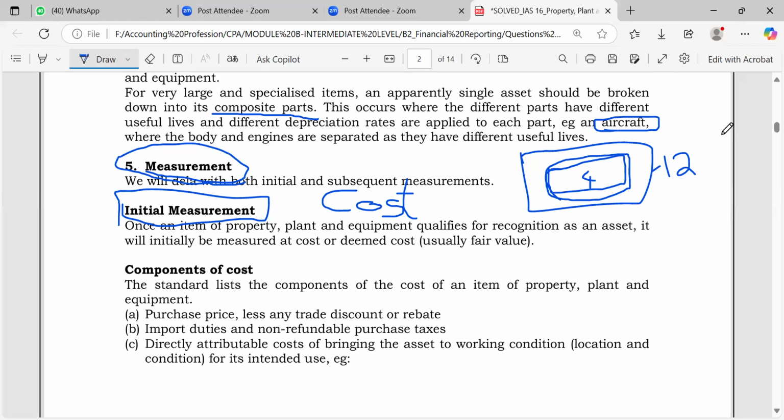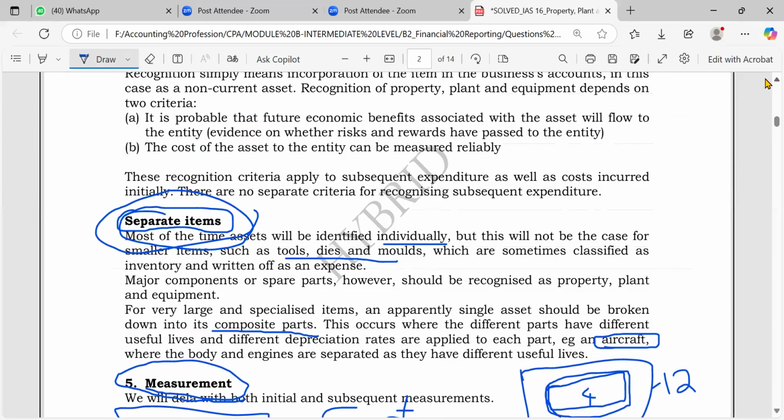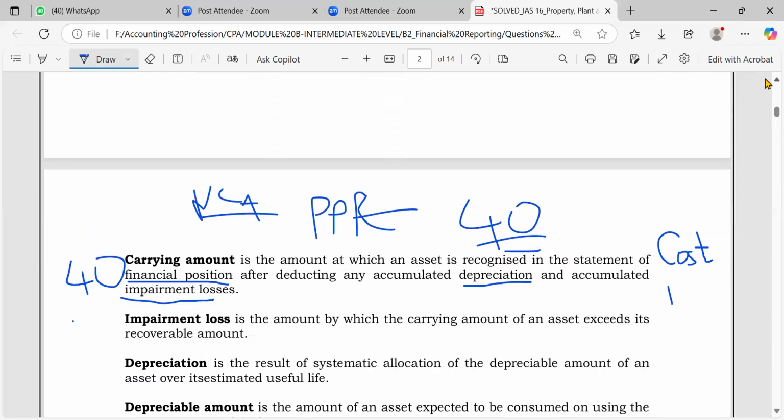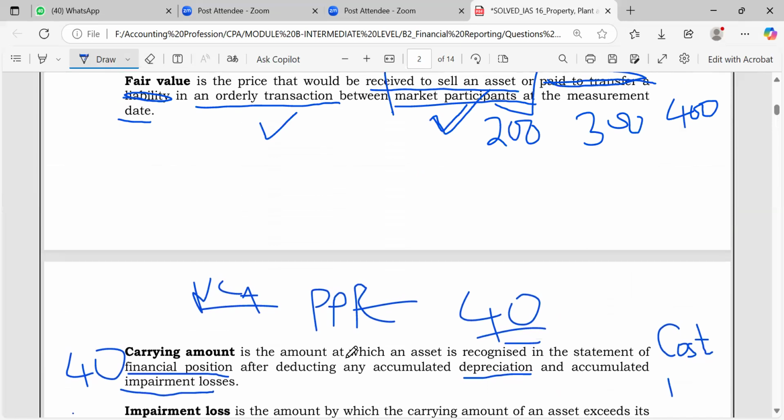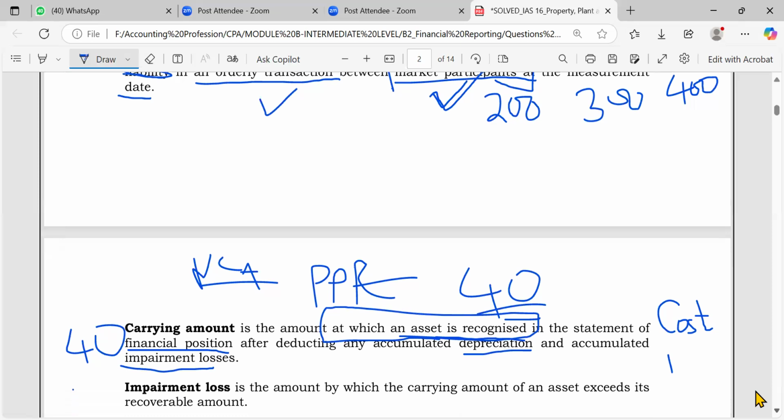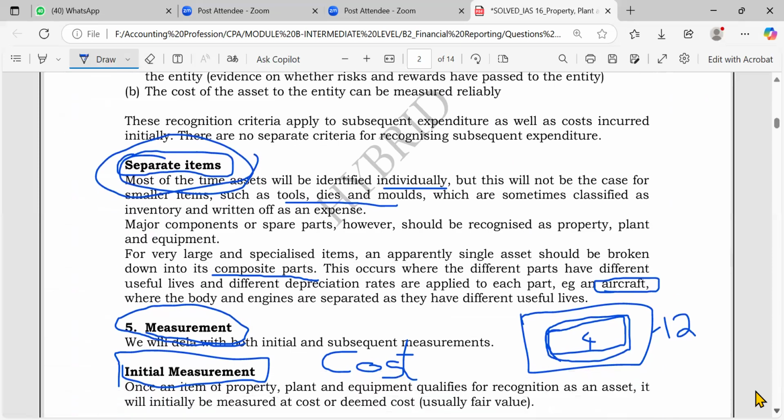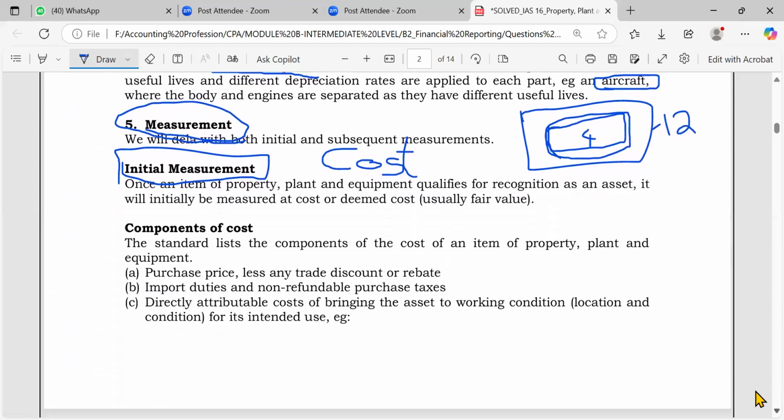Why am I going to call it deemed cost? Because you can see here the definition of carrying amount. We said it's the amount at which an asset is recognized less depreciation and impairment. So that amount at which an asset is recognized, we call it cost or deemed cost. Yes, that's what we call it. So you should expect that.